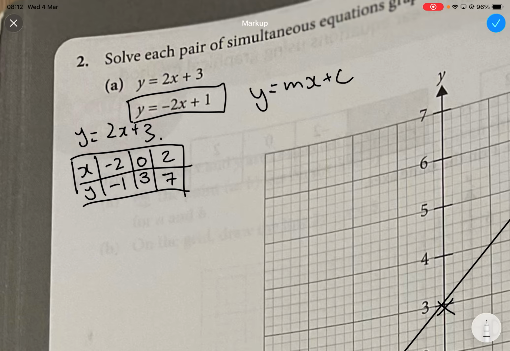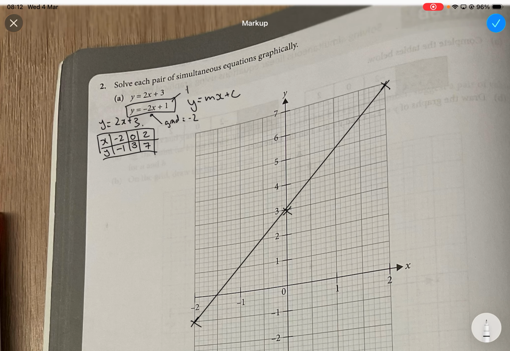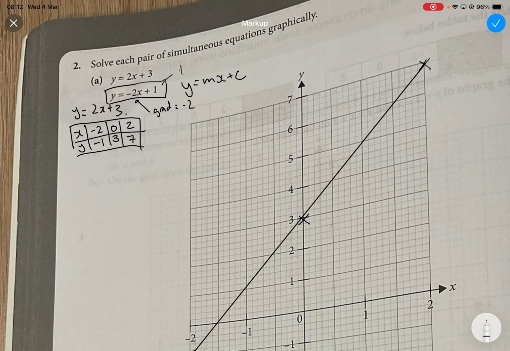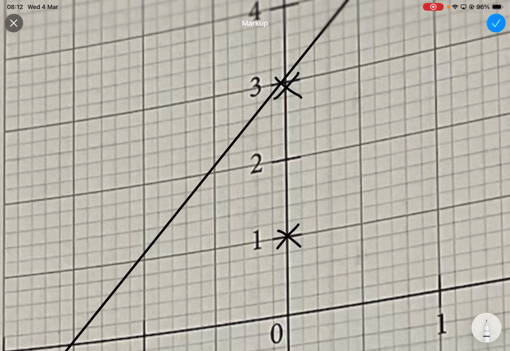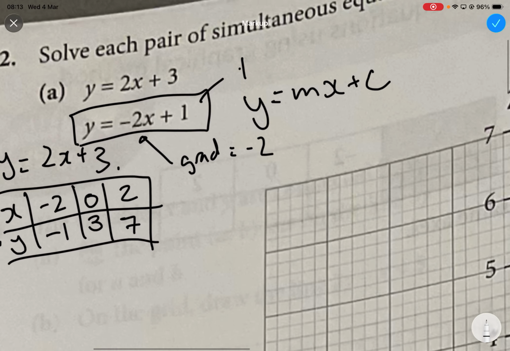Okay? The y-intercept is 1, positive 1. The gradient is negative 2. With these two pieces of information, you can also draw a line. Sorry, let me label my line first. y equals 2x plus 3. The other line, y equals negative 2x plus 1. The y-intercept is here, 1. Okay? Then the gradient is negative 2.